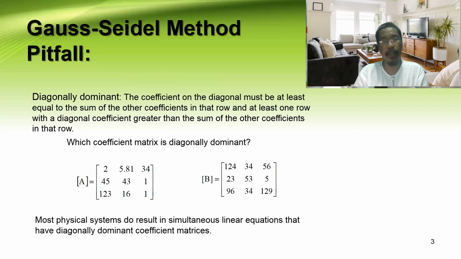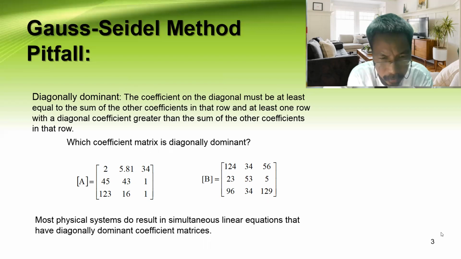So diagonally dominant: the coefficient on the diagonal must be at least equal to the sum of the other coefficients in that row, and at least one row with the diagonal coefficient greater than the sum of the other coefficients in that row. Which coefficient matrix is diagonally dominant? We have the two matrices here, which is the diagonally dominant matrix? We have B. Okay, this B is the diagonally dominant matrix.